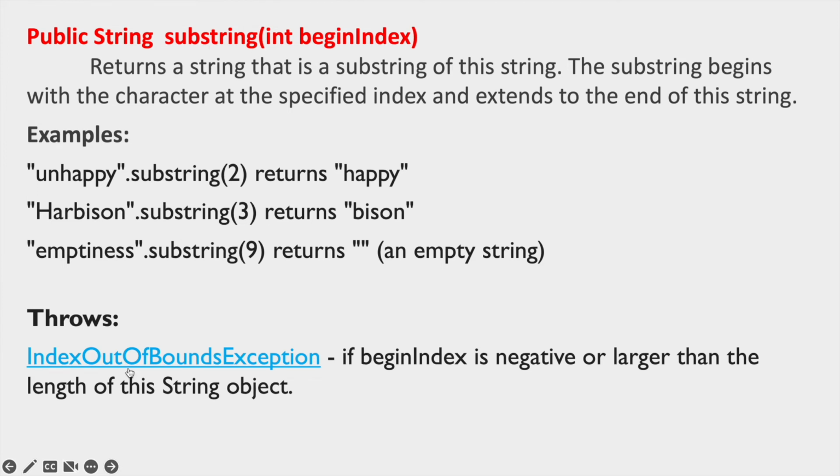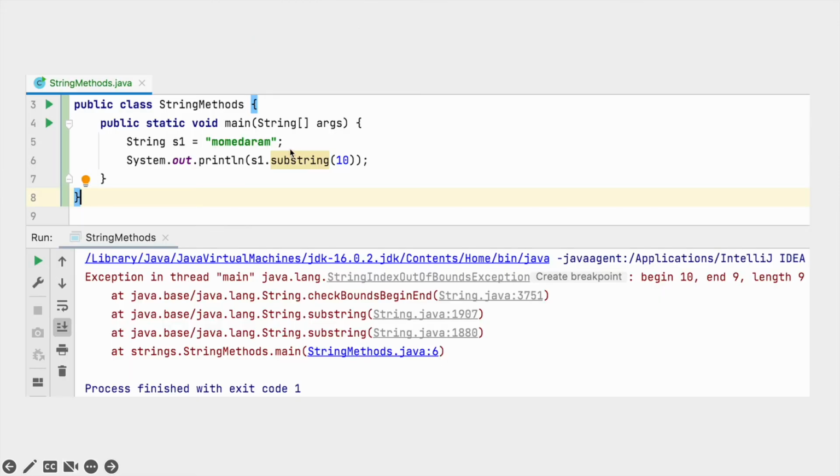This substring method may throw the index out of bounds exception if you give a negative index, or if the index is larger than the length of the string. In this case it is not giving an error because the length of this string is 9. In this example, string s1 is equal to momedaram, and its length is 9. So when we try to access an index more than the length of that string, it will give a string index out of bounds exception.